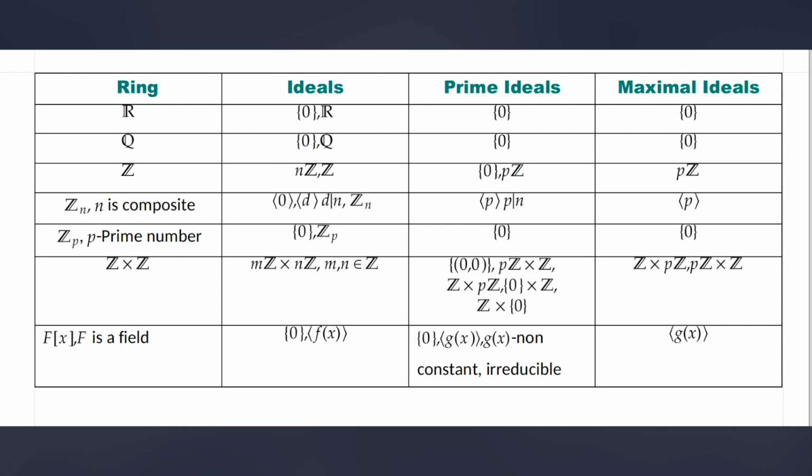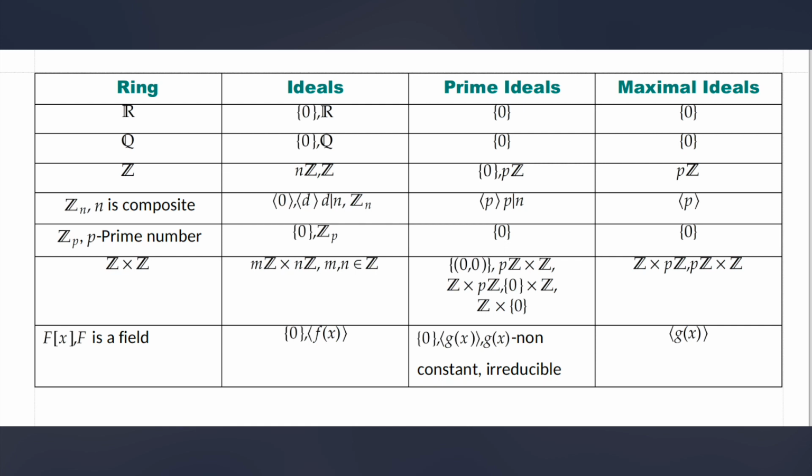For the ring R, the ideals are 0 and R itself. The only prime ideal is the ideal generated by 0, and the maximal ideal is again the ideal generated by 0. For the ring Q, the ideals are the ideal generated by 0 and Q itself, but the prime ideal is the ideal generated by 0 only. The maximal ideal also is the same.